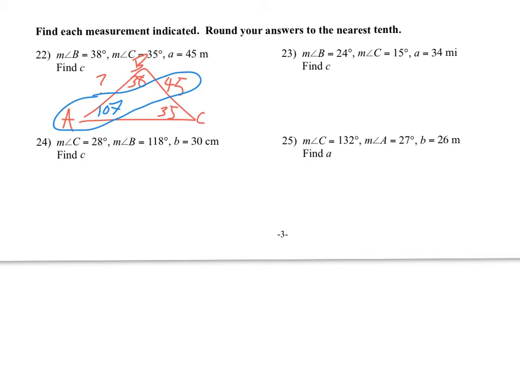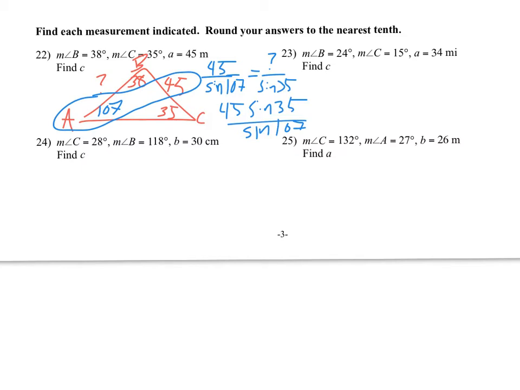So we're looking at, I'm going to use the upside down version because we're solving for a side, and that makes it a little bit easier. 45 over sine of 107, and that's equal to question mark over sine 35. If I multiply both sides by sine 35, we get 45 sine 35 divided by sine 107. That's what the answer would be.